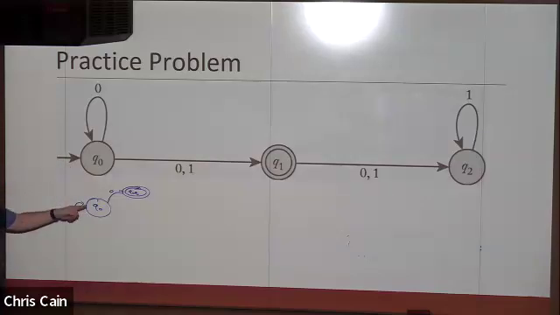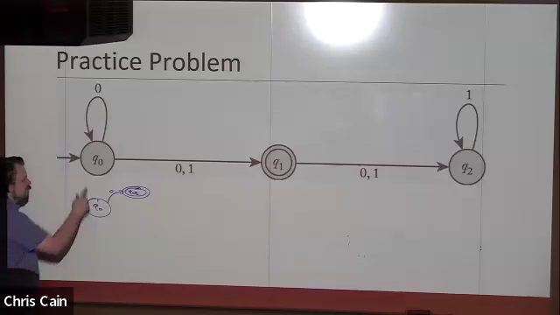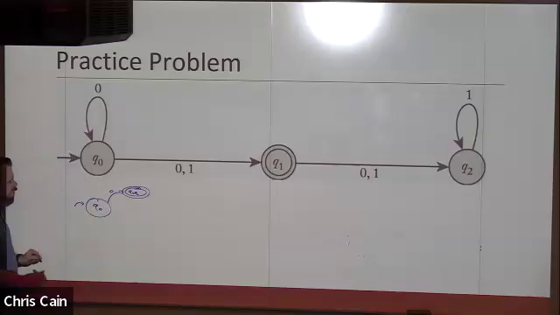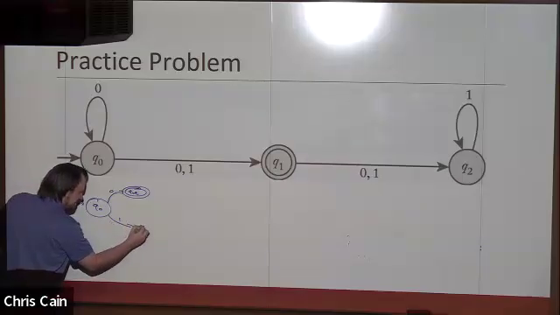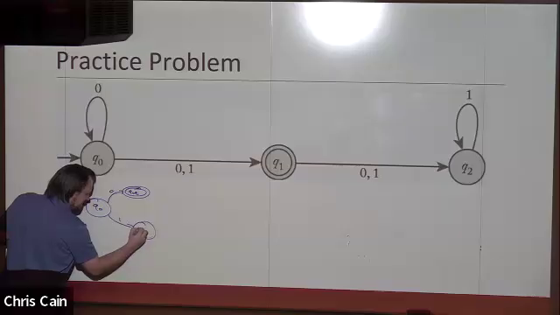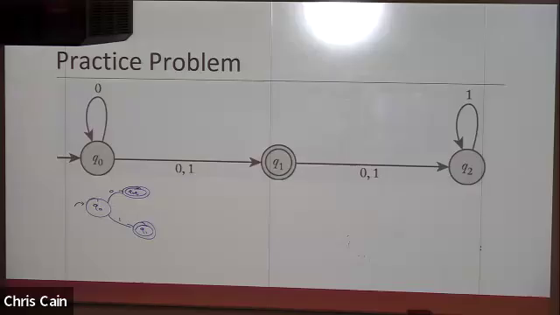From Q0 on a 1, what are the set of states we can get to? Just Q1, by consuming a single 1. So we'll draw that one down here. Is Q1 final in the DFA? Yes, because Q1 is final in the NFA. All right, we've handled Q0's outgoing edges.